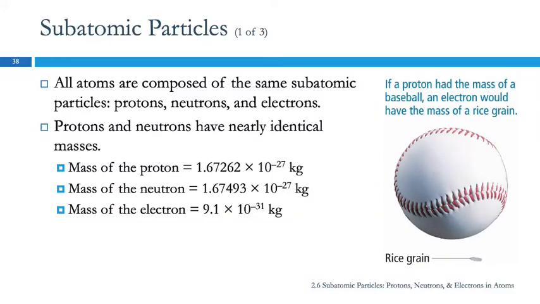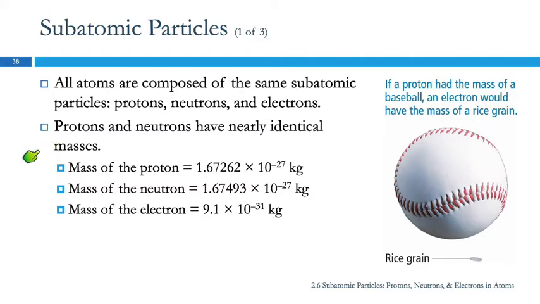So what do we need to know about these subatomic particles? Subatomic means they're smaller than atoms. So all atoms are composed of the same three subatomic particles: protons, neutrons, and electrons. We now know that there are a lot of other particles in there too. There's muons and bosons and all kinds of stuff, and that's physics, which is interesting, but not my thing.